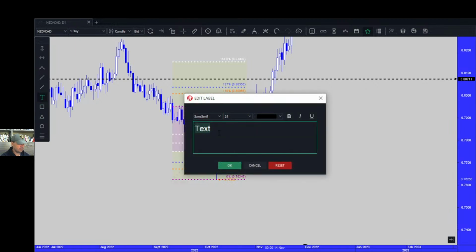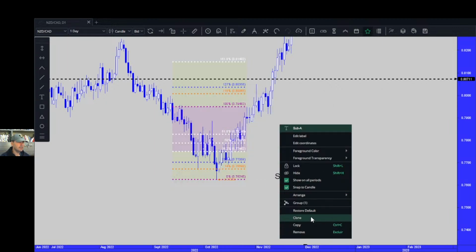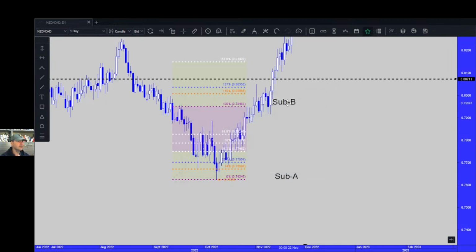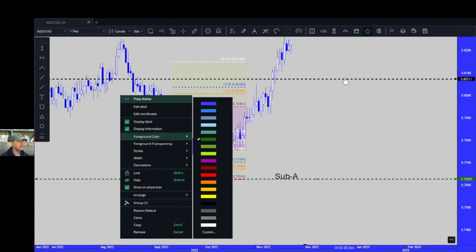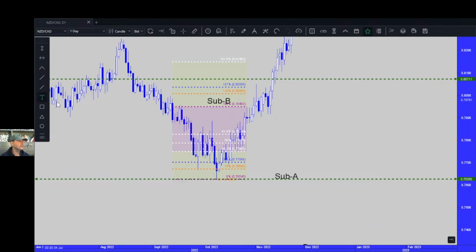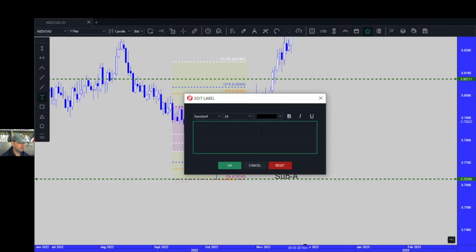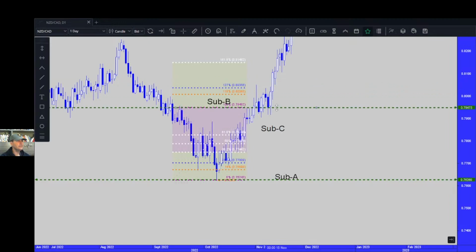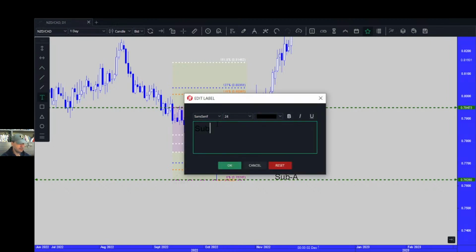So sub A and clone. Up in here is going to be sub B. Alright, everybody, and let's color code this in maybe green and this one in green. Alright, and somewhere in here is going to be the sub C, sub C, sub A, sub B, sub C, and finally up in here is going to be the sub D, right?